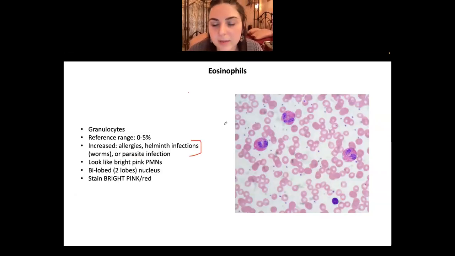But again, they do just look like bright pink neutrophils. Usually people say they have bilobed nuclei, but they don't have to. So they're saying two lobes. Here's one here, here's two here. Not always. So again, take that with a grain of salt. But it's really the pink. That's how you're going to identify it. The pink and the giant granules is how you're going to identify eosinophils.